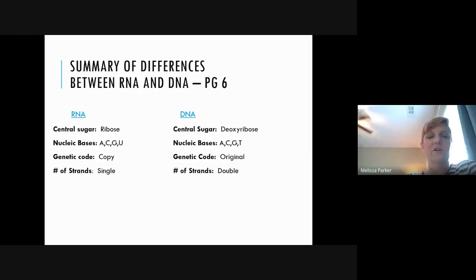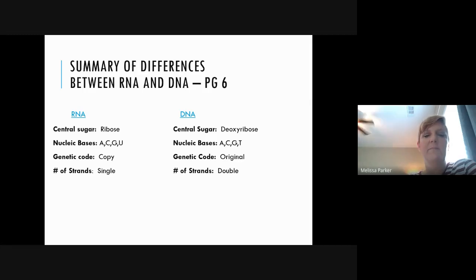So the central sugar for RNA is ribose, and we can remember that because that's what the R stands for in RNA. And the DNA is deoxyribose for its central sugar, and we know that because deoxyribose is the first part of DNA. It stands for deoxyribose nucleic acid.